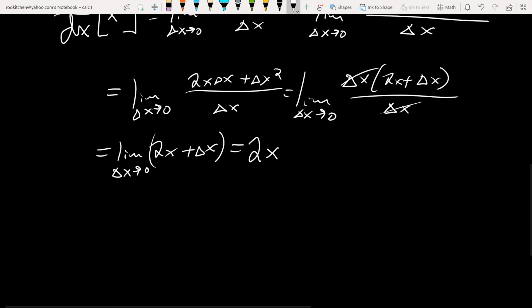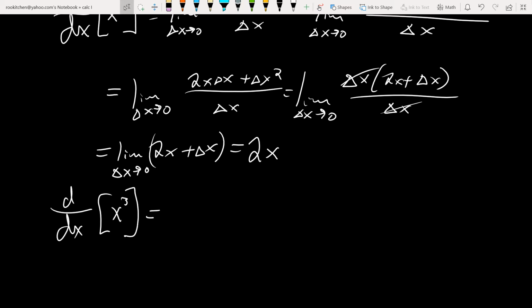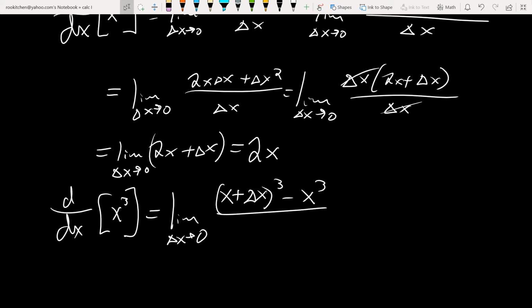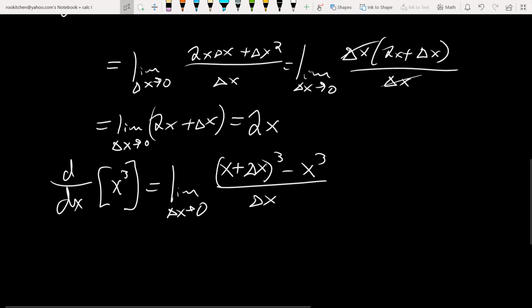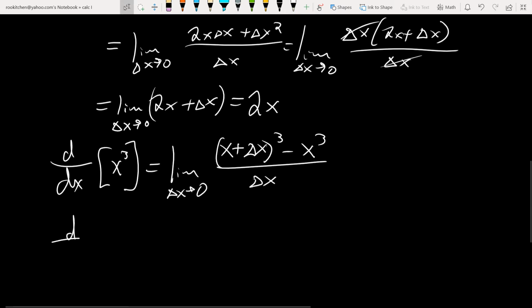Let's do another one. We're looking for patterns here. So this one will be the limit as change in x goes to 0 of x plus change in x cubed minus x cubed over change in x. So in general, what are we doing? In general, it's going to be something like this.